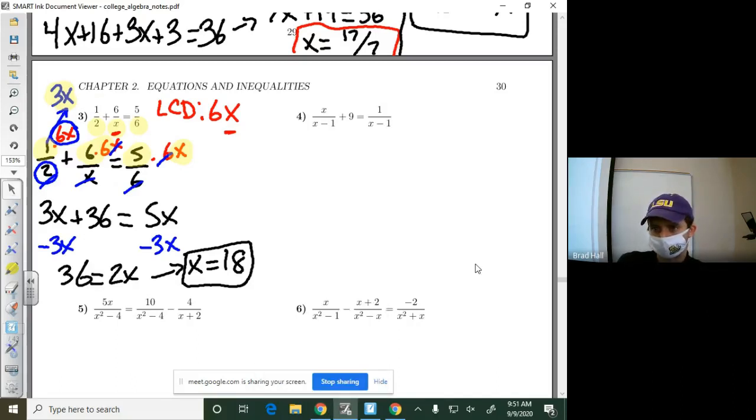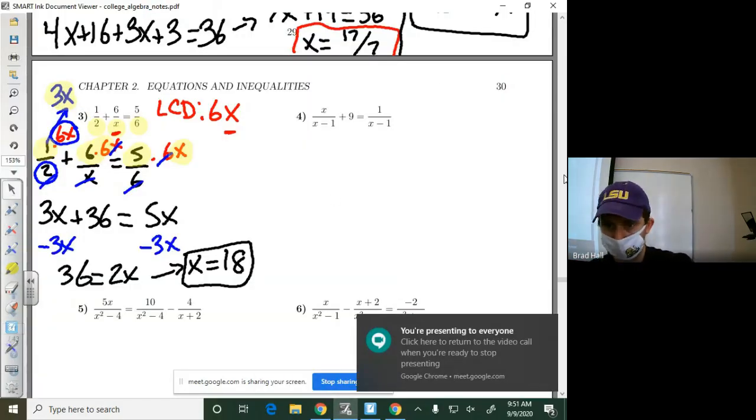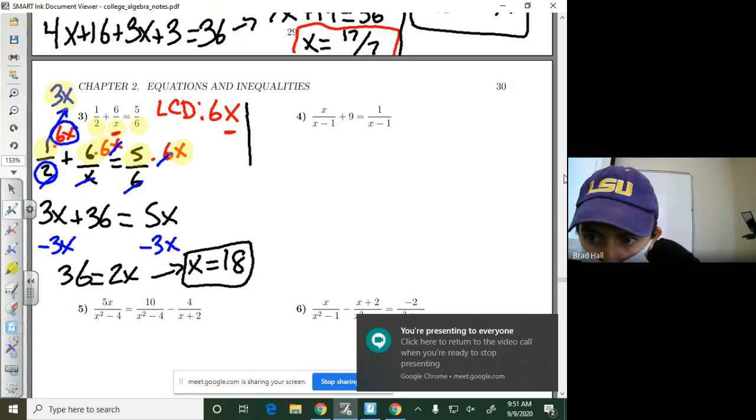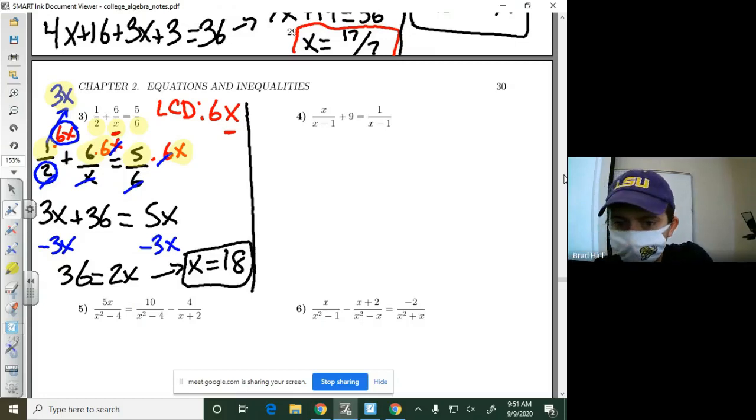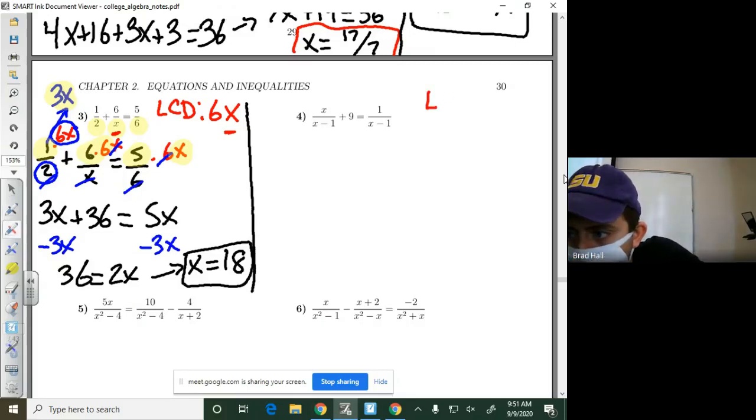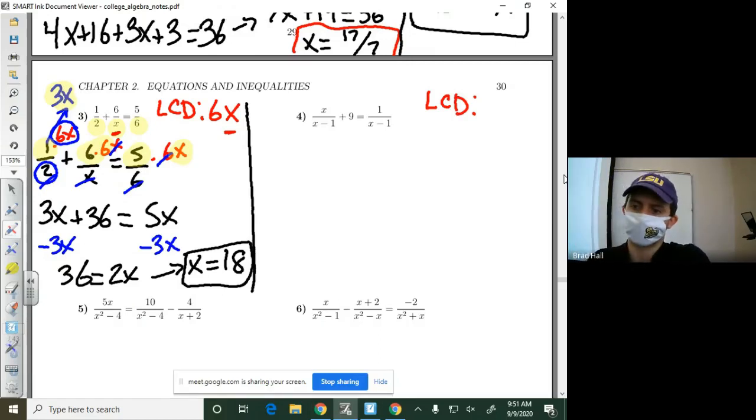So that's the first example of incorporating numbers and variables into our LCD. Does anyone have any questions so far? Okay, we'll move on to example 4, which seems to be all variable expressions as denominators. So, as you can notice, we're slowly taking this a step further. Now we have an expression, so an expression with 2 or more terms as a denominator.